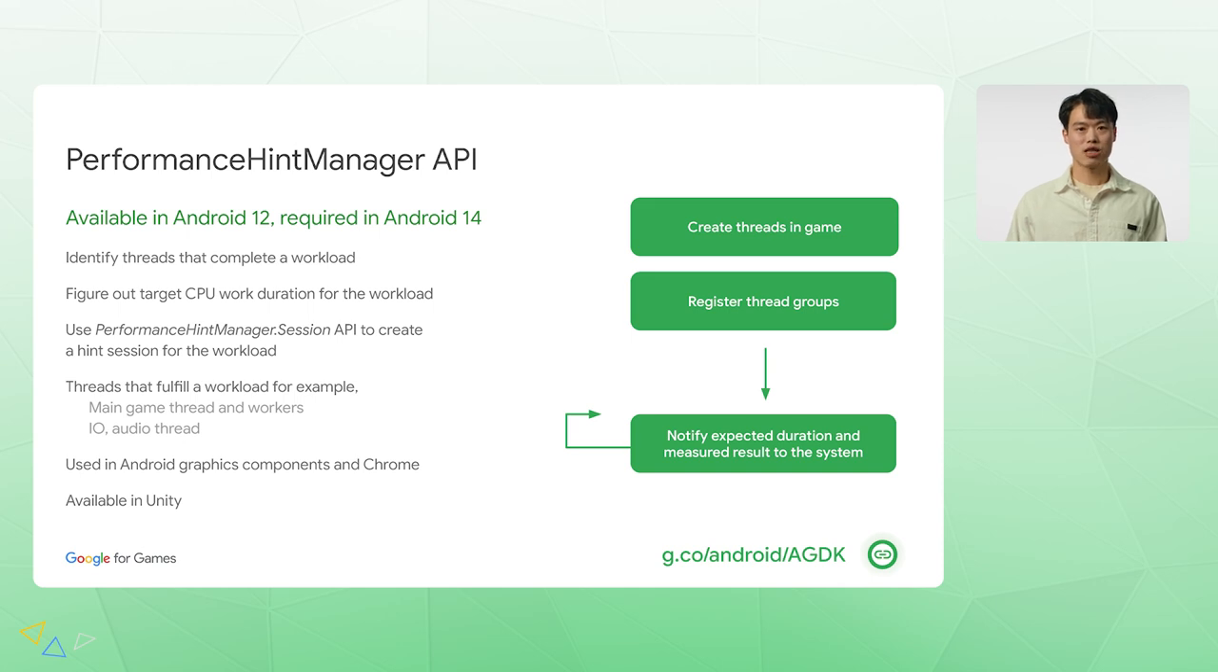The performance hint APIs are currently used across the Android graphics stack and Chrome. We have seen drastic improvement on both sides. It is also available in the latest Unity.